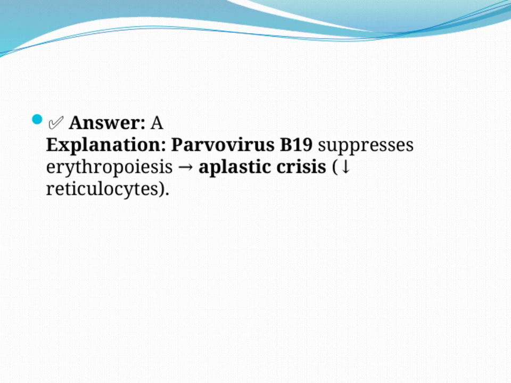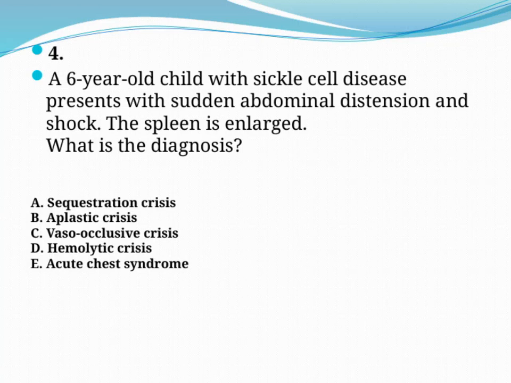clinical crises. Now, let's consider a scenario involving a 6-year-old child with sickle cell disease who suddenly develops abdominal distension and shock. Notably, the spleen is enlarged in this case. This presentation points to a specific complication. When we see an enlarged spleen in a sickle cell patient, especially with such acute symptoms, it suggests a sequestration crisis. Sequestration crisis occurs when a large volume of sickled cells become trapped in the spleen, causing it to enlarge rapidly and leading to hypovolemic shock. This is a potentially life-threatening situation that requires prompt recognition and management.